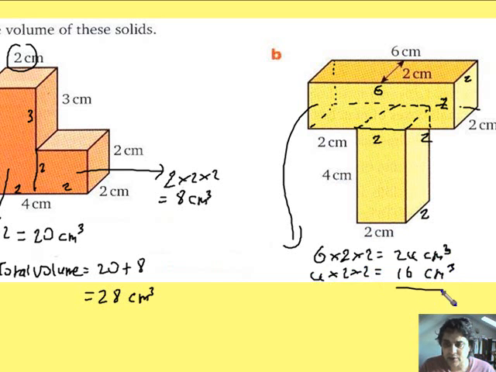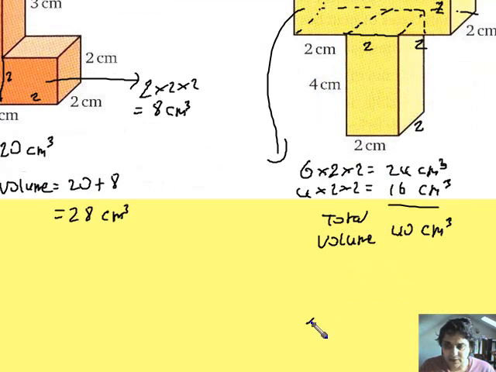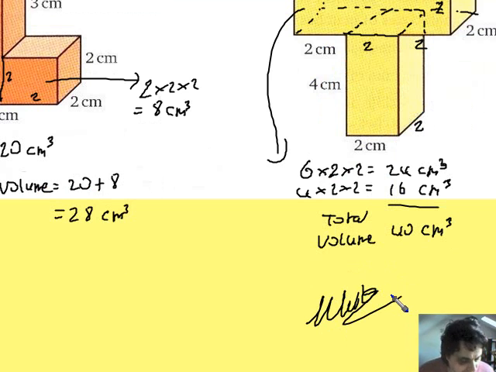Centimeter cubed. Let me just write down the total volume. It's going to be 24 and 16. That's going to be 40 centimeters cubed. And I sort of finish that off there like that. I think that's okay. I'll stop because we've got a couple of complicated questions later.